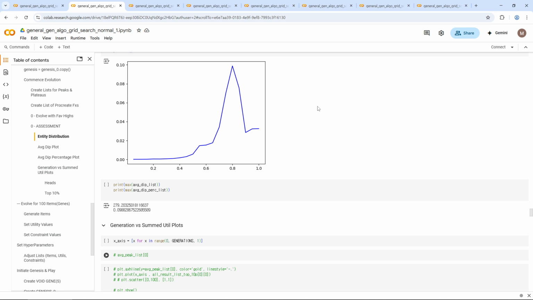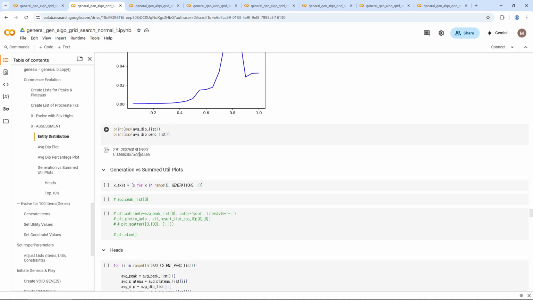procreation amongst the top 10% entities, for example, and therefore there is little to no innovation. But anyway, the maximum dip percentage was 9%, or 9.8%.